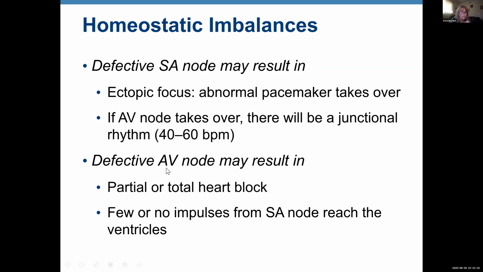A defective AV node, however, results in what we call a heart block. It can be a partial or total heart block. That means if the AV node is defective, we still have the SA node working, but the electrical impulse either cannot pass through the AV node, or some impulses are not passed. So we have a block between the atrial and ventricular conduction system, and that means few or no impulses from the SA node reach the ventricles.